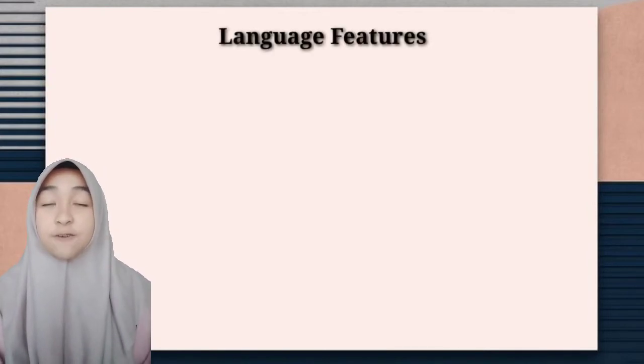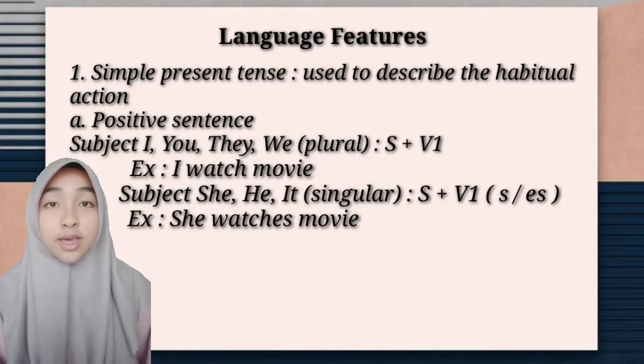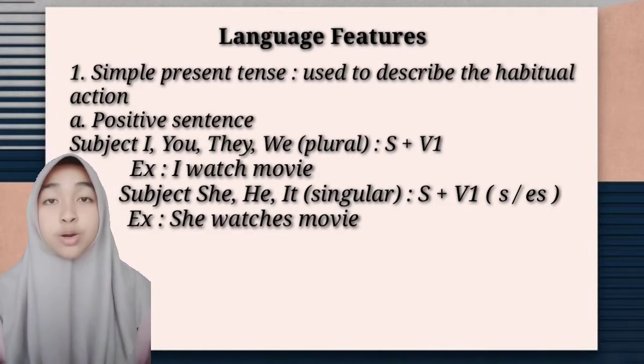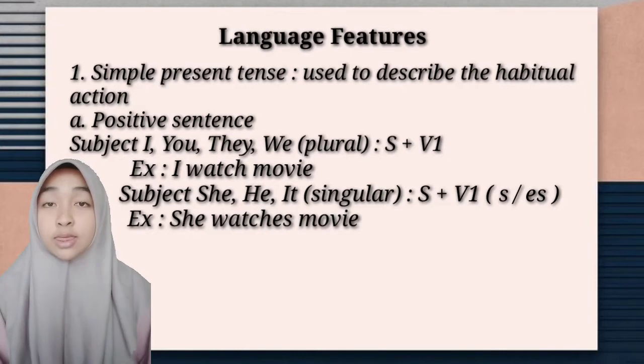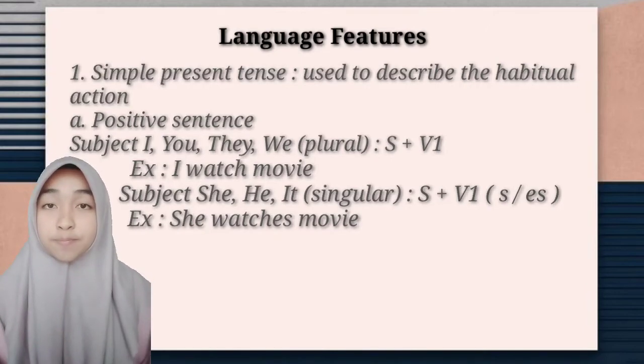The next is we are going to talk about language features. First, simple present tense is used to describe a habitual action. A. Positive sentence. For subject I, you, they, we, or a plural subject, we will use subject plus verb 1. The example is I watch movie. For subject she, he, it, or a singular subject, we will use subject plus verb 1 plus s or es. The example is she watches movie.